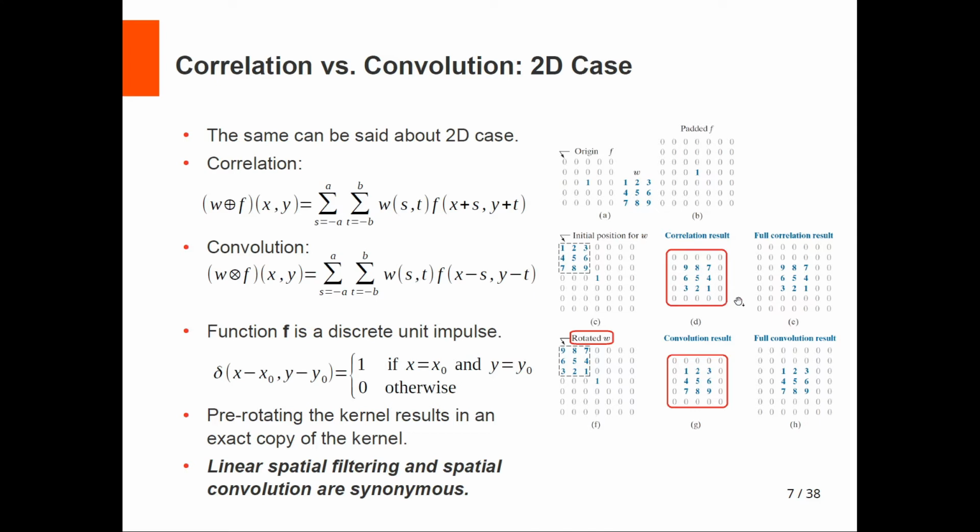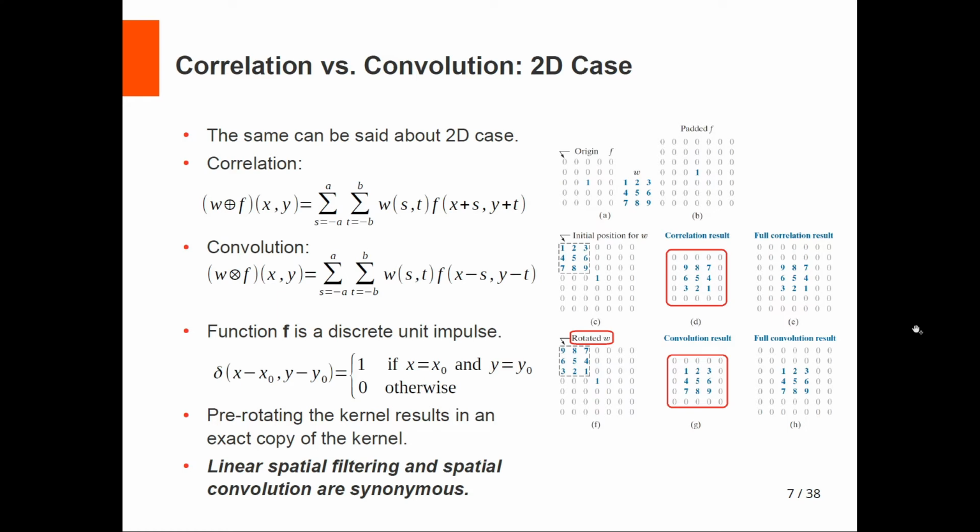So now let's do a similar thing as we did before. We pre-rotate the kernel along both of its directions. So we basically flip it around the horizontal direction and then flip it along the vertical direction to see what we get. So this is the rotated two-dimensional kernel. And if we find the correlation between this kernel and this image, now we have the result of the convolution, which is the exact copy of the original kernel.